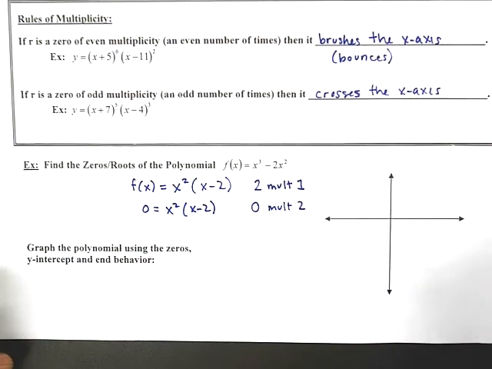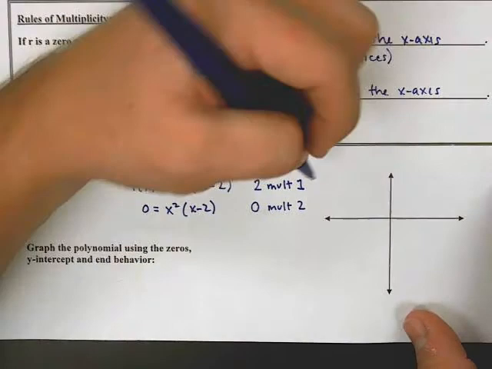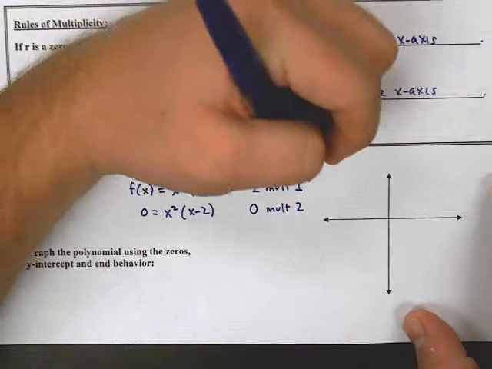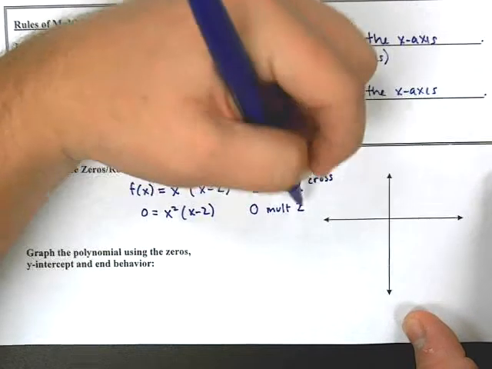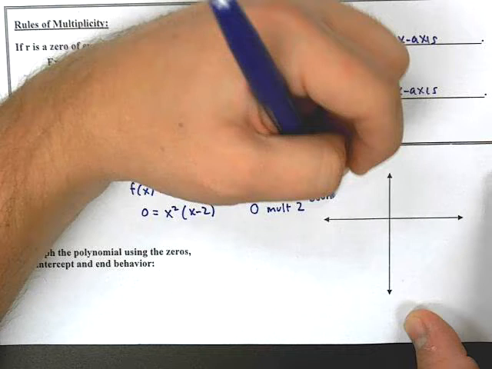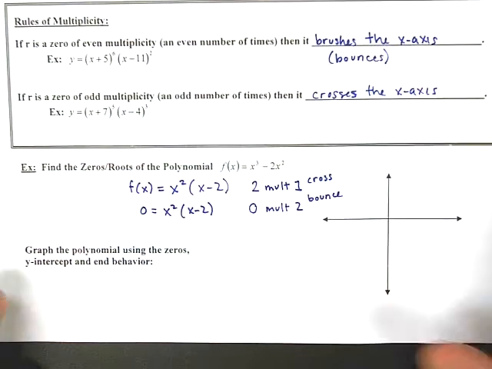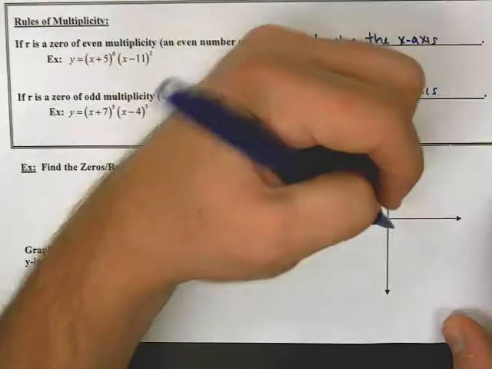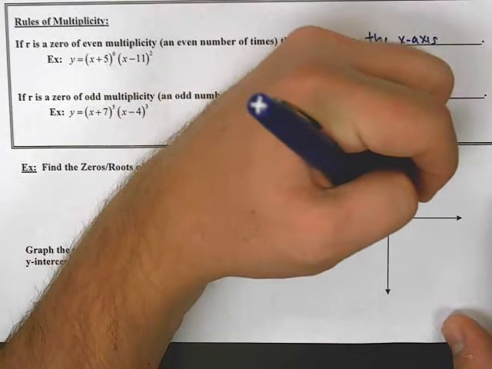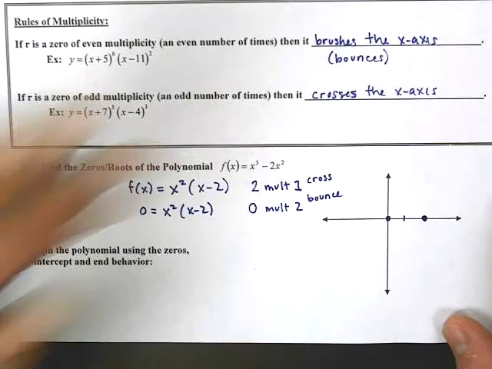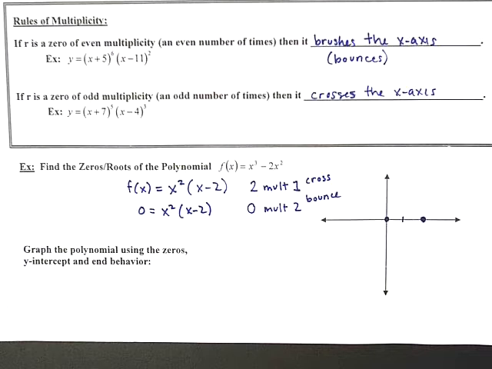Alright? And why do I care about that? Well, because I know now that at 2, I should cross, and at 0, I should bounce. Hopefully that makes sense. I can go ahead and plot those right now. There's 0, 1, 2. Okay, I now have my x-intercepts plotted.